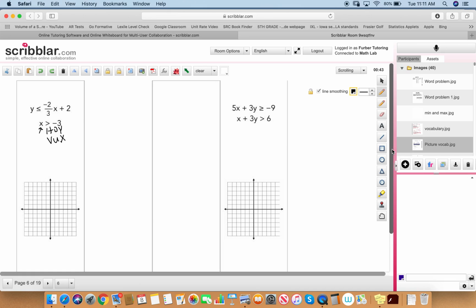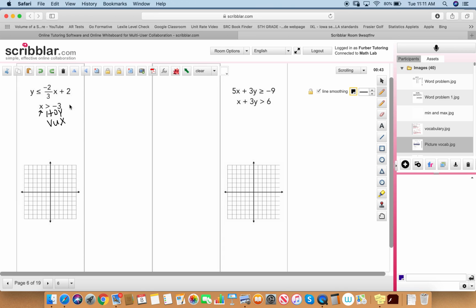Let's go ahead and graph the first one since it's already in slope-intercept form. The y-intercept is at 2. And then the slope is negative, so again it's going to slant downward. It goes down 2 to the right 3, down 2 to the right 3, and then in the reverse direction we can go up 2 to the left 3 and up 2 to the left 3.